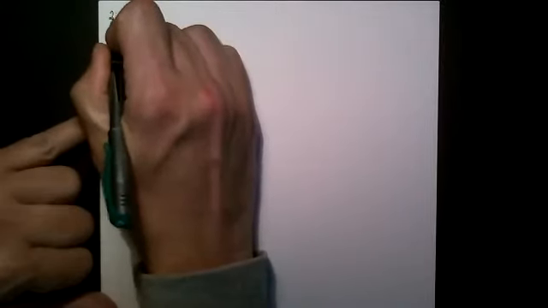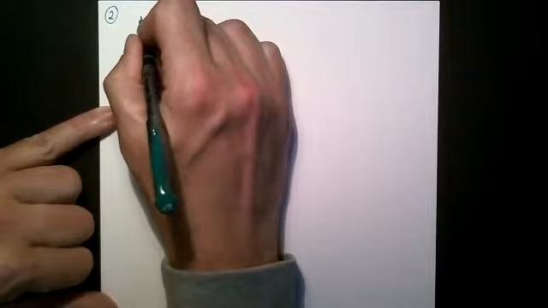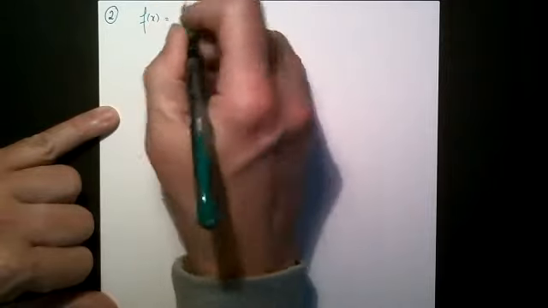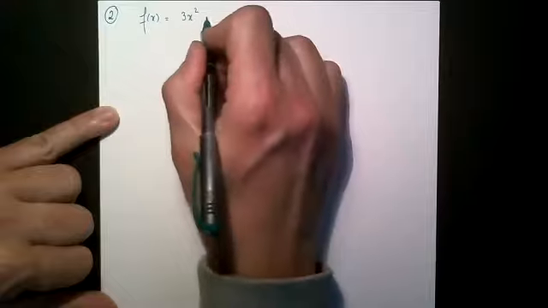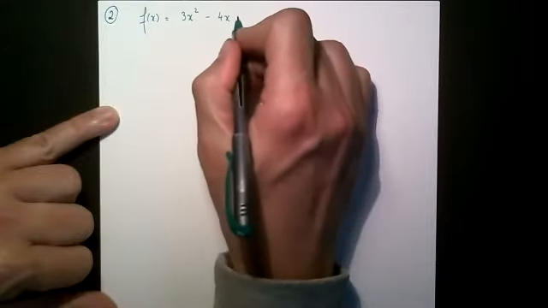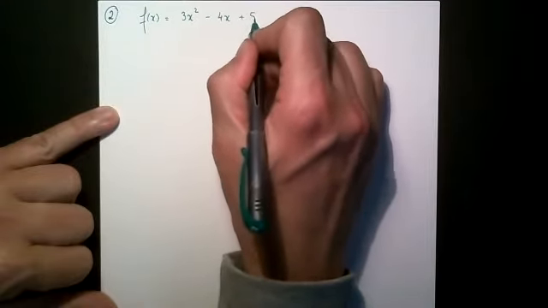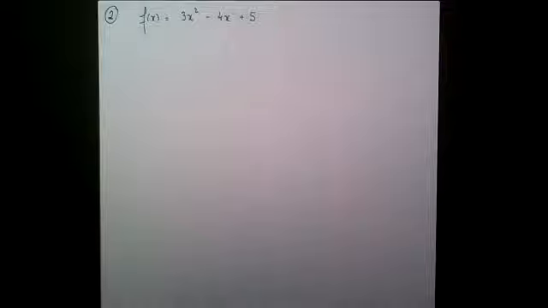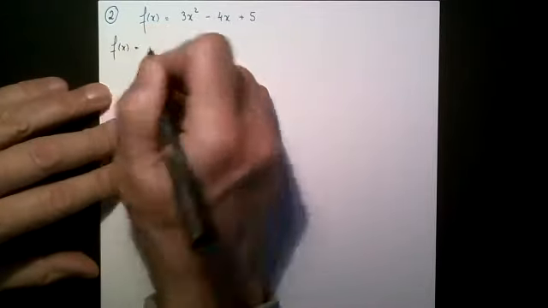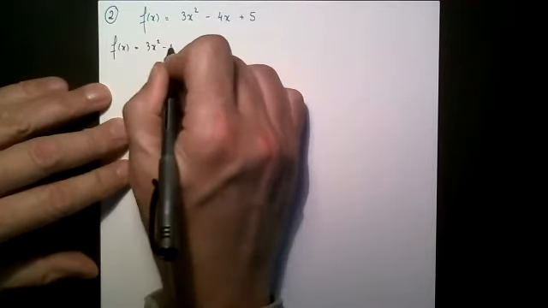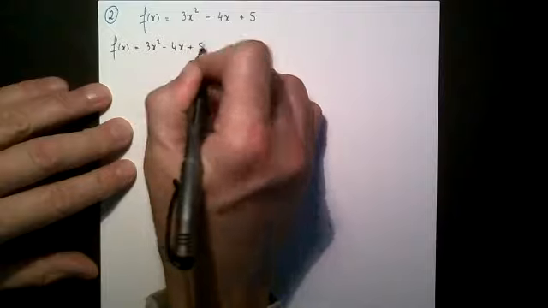So number 2. So you're going to try this one. So let's say f of x is equal to 3x² minus 4x plus 5. So f of x is 3x² minus 4x plus 5.